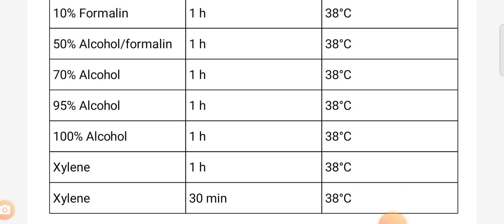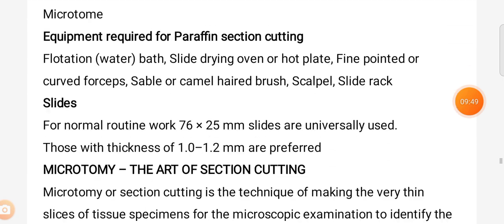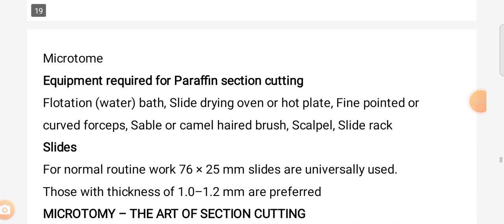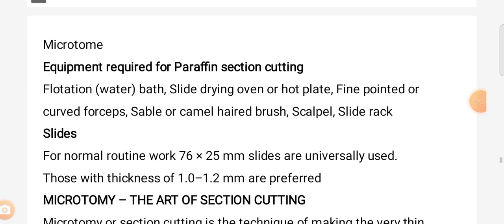Next, 100% alcohol for 1 hour, maintained at 88 degrees Celsius. Next one, xylene for 1 hour, maintained at 30 degrees Celsius. The same xylene again for 30 minutes, maintained at 30 degrees Celsius. Next one, microtome or sectioning.